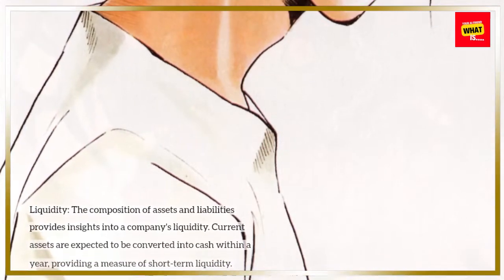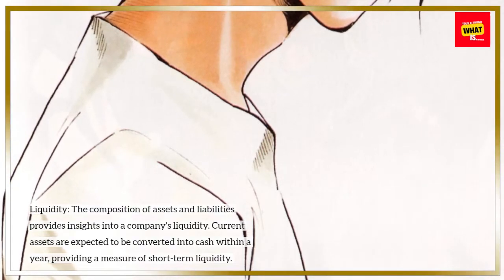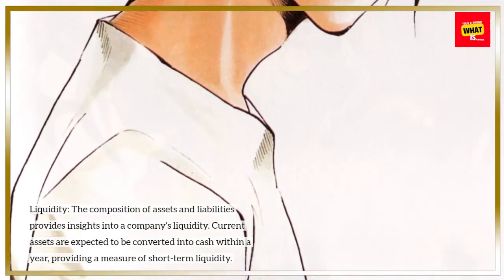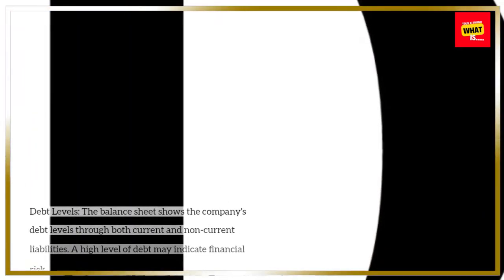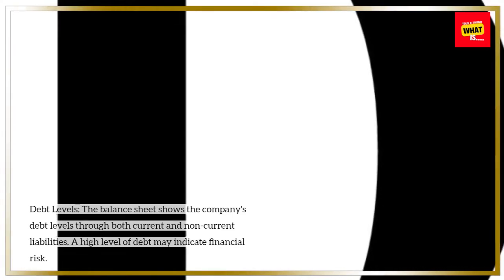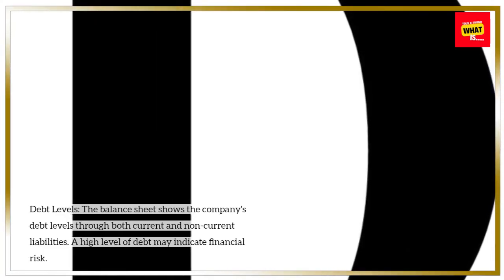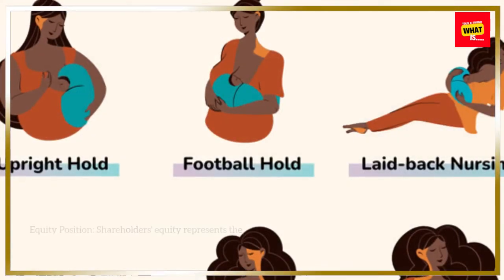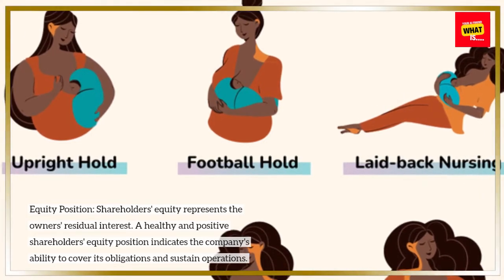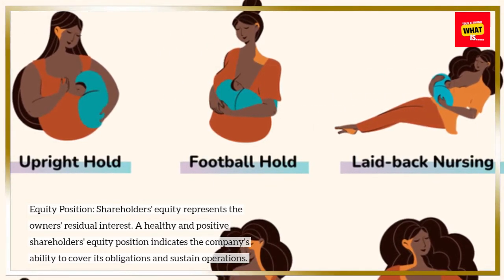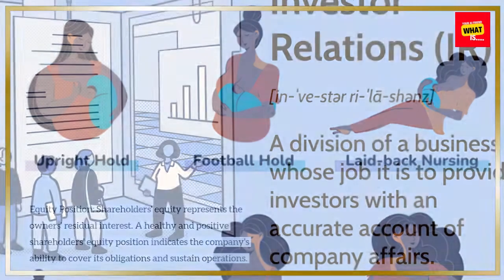Liquidity. The composition of assets and liabilities provides insights into a company's liquidity. Current assets are expected to be converted into cash within a year, providing a measure of short-term liquidity. Debt levels. The balance sheet shows the company's debt levels through both current and non-current liabilities. A high level of debt may indicate financial risk. Equity position. Shareholders' equity represents the owner's residual interest. A healthy and positive shareholders' equity position indicates the company's ability to cover its obligations and sustain operations.